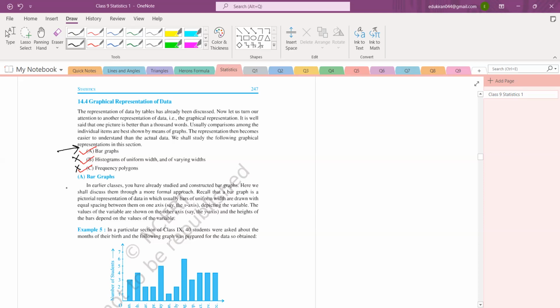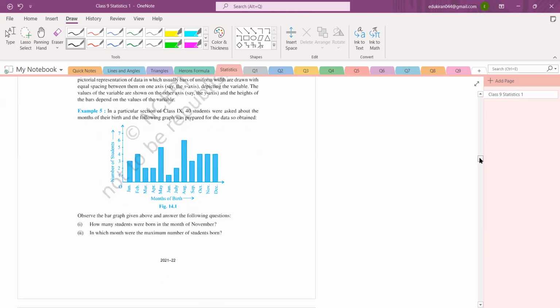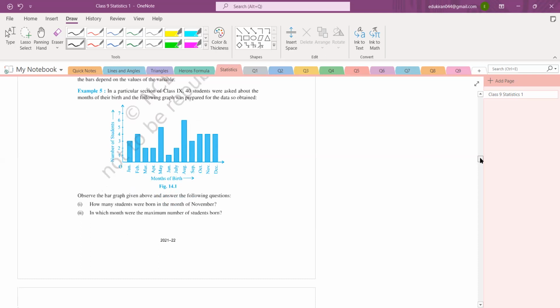Yes, ma'am. We can see one example. But you don't have to write anything. Please don't write. Just try to understand. We will write in the next class. So you just see this example number 5 and look at the bar graph which is given to you. So what does it say? That in a particular section of class 9, 40 students were asked about the month of their birth, and the following graph was prepared for the data obtained.